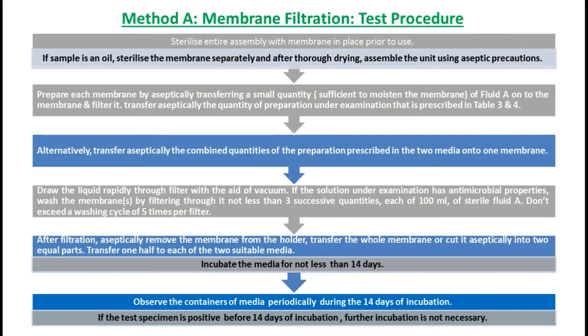For sterility testing, two media are used: one is soybean casein digest medium and the other is either fluid thioglycolate or alternative fluid thioglycolate medium. For both media, the product can be filtered through different filtration assemblies, or alternatively, the quantity mentioned for both media can be combined and filtered through one membrane.